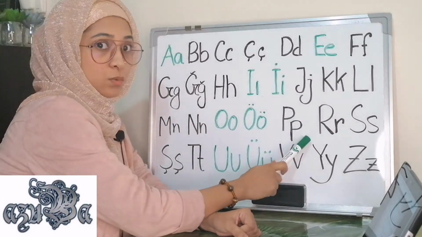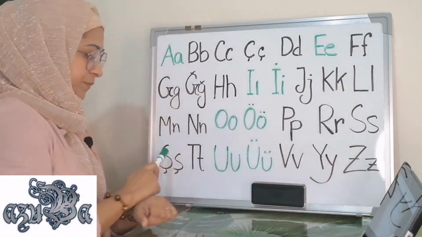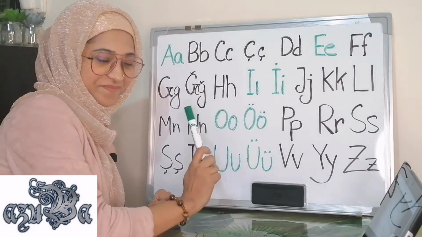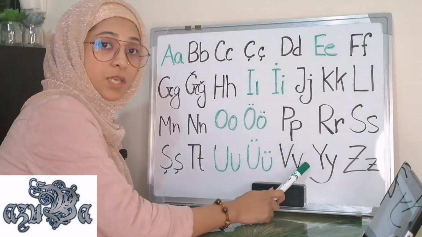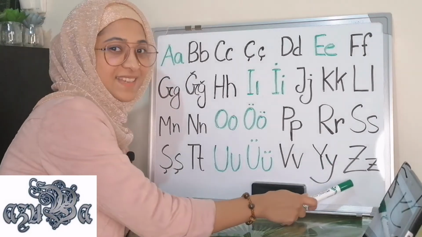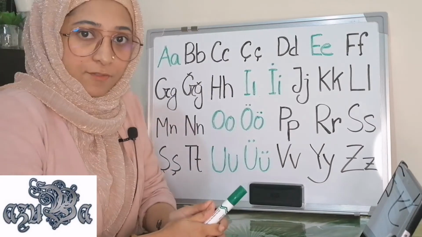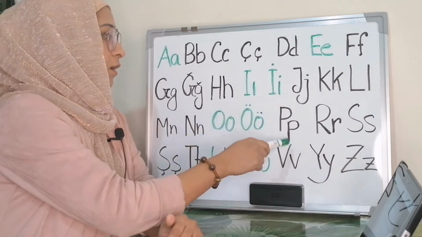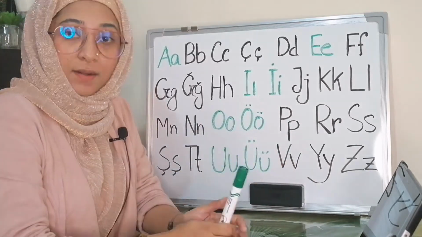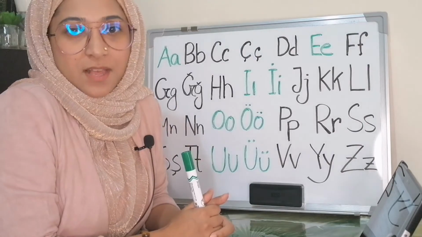P, Q. Q is absent. R, S, T, U, V, W and X also absent. Y and Z. We found that in Turkish alphabets, Q, X and W are absent. So now is the time to learn Turkish alphabets.